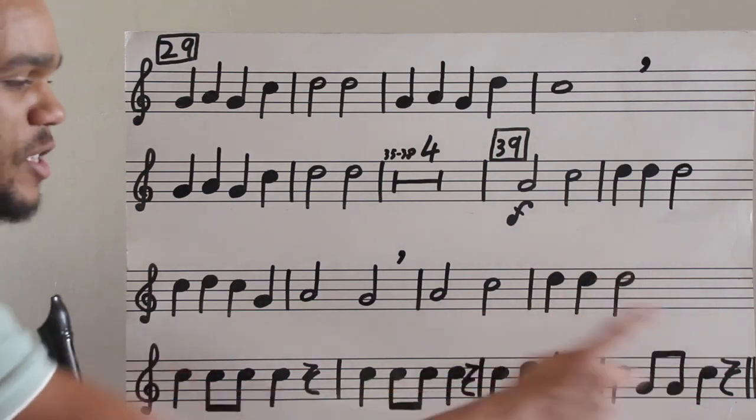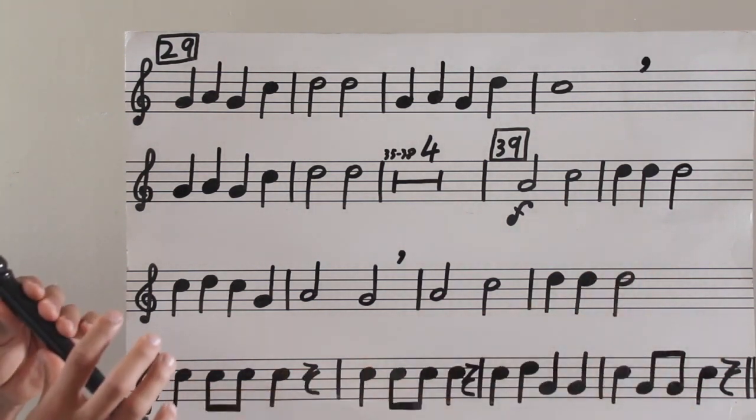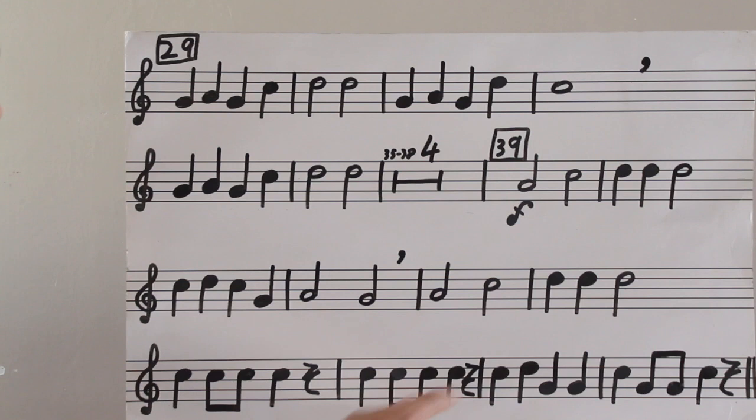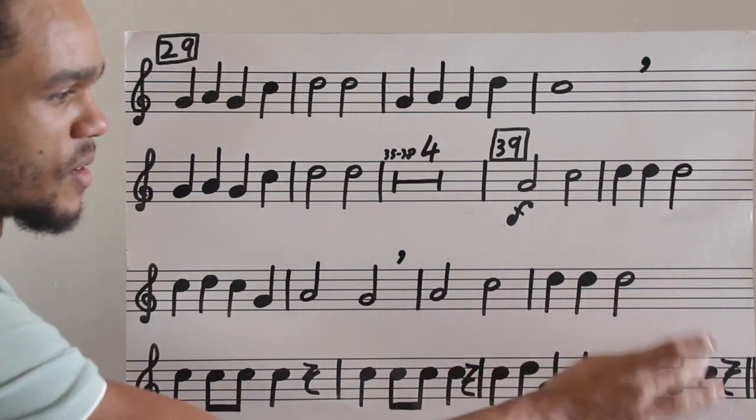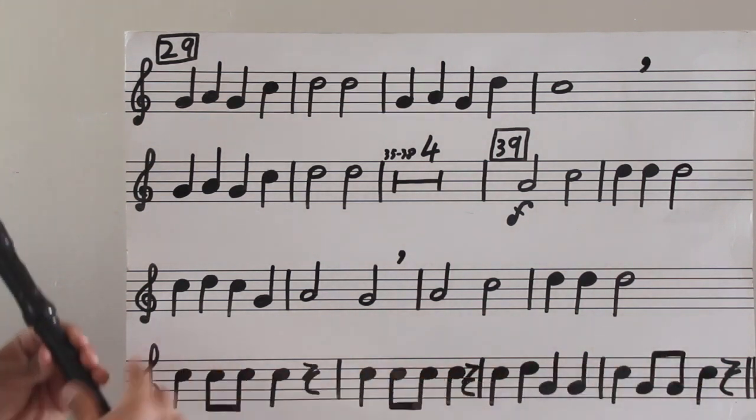Rest. Again, that last bar. Rest. Let's put the last 2 bars together. So C, D, G, G, C, G, G, C, rest. 3, go.